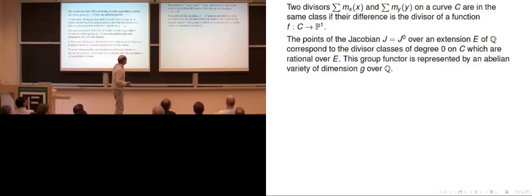Okay? And it's known that this is a group. I mean, divisors under addition form a group, and the principal divisors form a subgroup. So this is a functor that takes extensions of the rational numbers to abelian groups, and it's known that it's represented by an abelian variety of dimension G over Q.